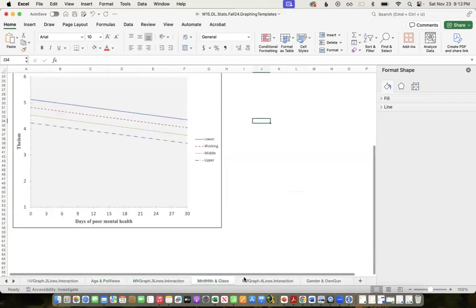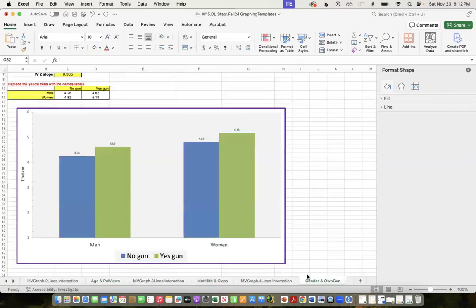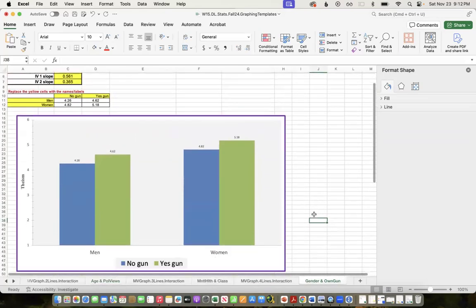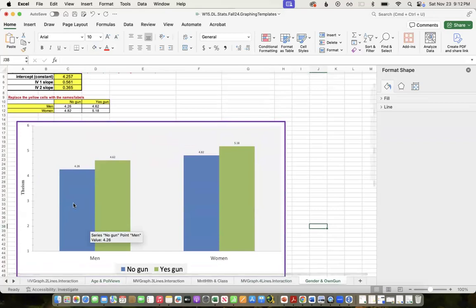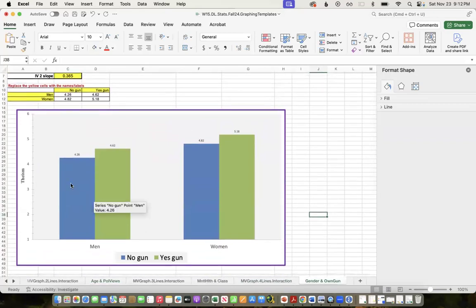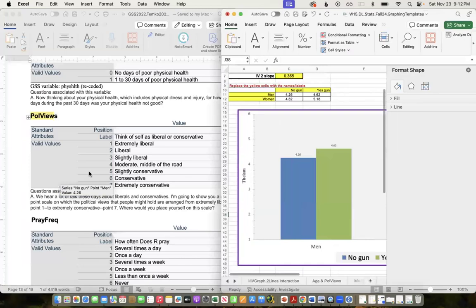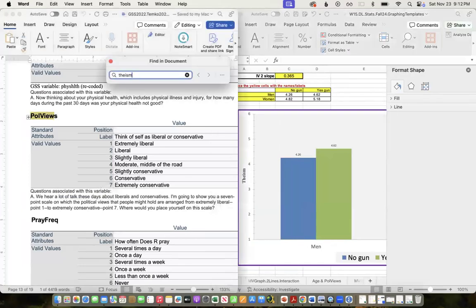Okay, and then last one. If we wanted to do one that was just 2 indicators, this is gender and owning a gun. And we can see who's the least theistic: men who don't own a gun, followed by men who do, then women who don't, all of them below 5, although men without a gun closer to 4.